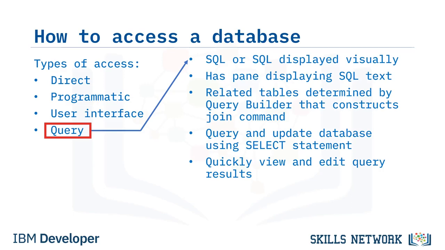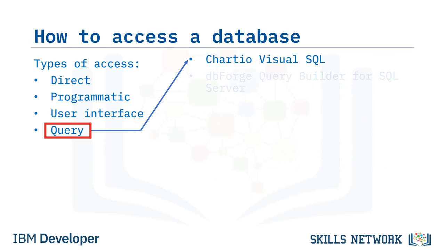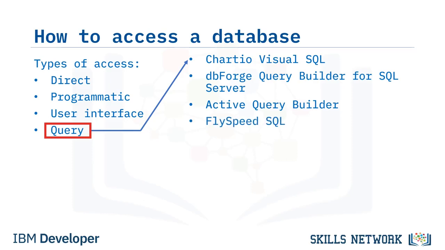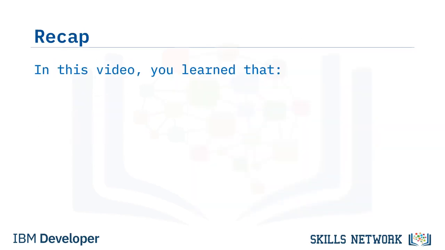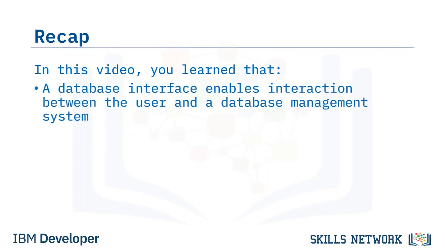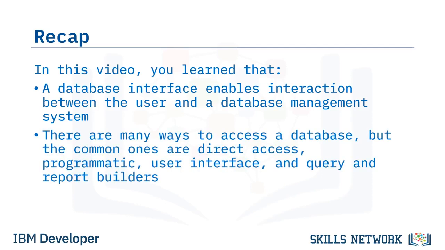Some examples of query builders are Devart Visual SQL, dbForge Query Builder for SQL Server, Active Query Builder, FlySpeed SQL Query, DB Viz, and Query Builder. This image displays a query built using FlySpeed Query Builder, where the user selects the tables and the columns he needs in each table. In this video, you learned that a database interface enables interaction between the user and a database management system. And there are many ways to access a database, but the common ones are direct access, programmatic, user interface, and query and report builders.